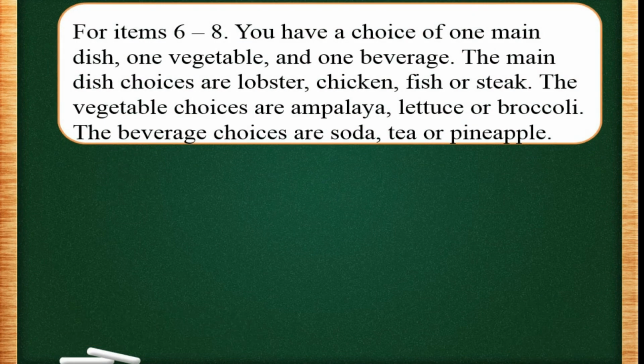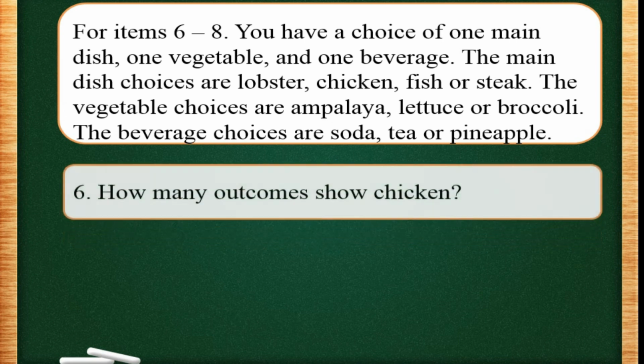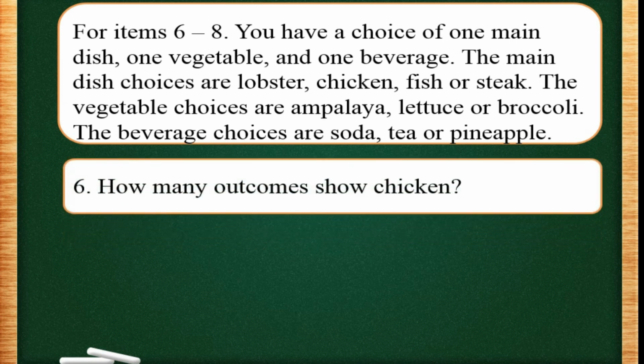For items 6 to 8, you have a choice of 1 main dish, 1 vegetable, and 1 beverage. The main dish choices are lobster, chicken, fish, or steak. The vegetable choices are ampalaya, lettuce, or broccoli. The beverage choices are soda, tea, or pineapple. Number 6. How many outcomes show chicken?